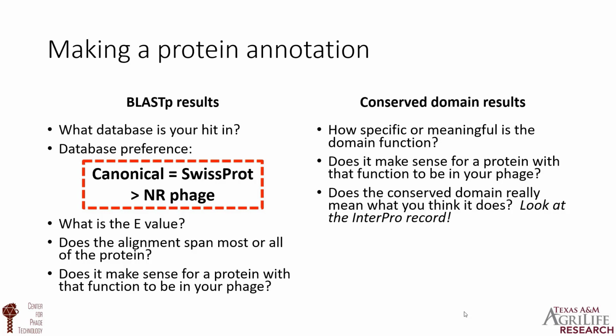The preference for databases generally is to use the Canonical database or SwissProt databases before moving on to annotations from the NR database, because the NR database has not been curated. You're relying on the skill of other annotators when pulling annotations from that database, and also keep in mind that annotations in GenBank are not generally updated as new literature becomes available.